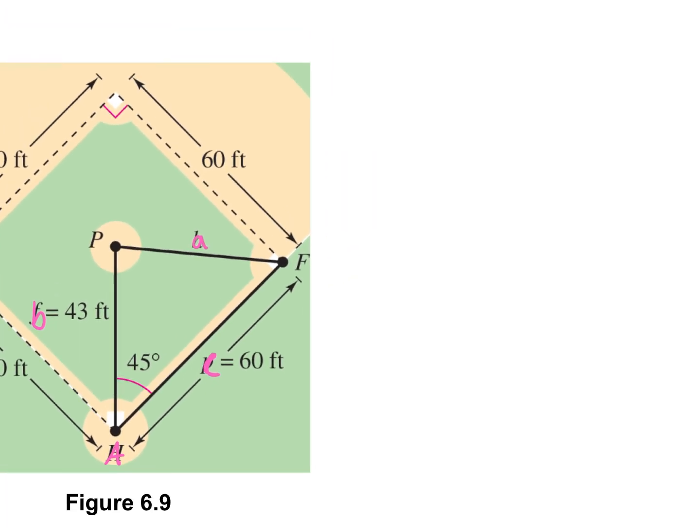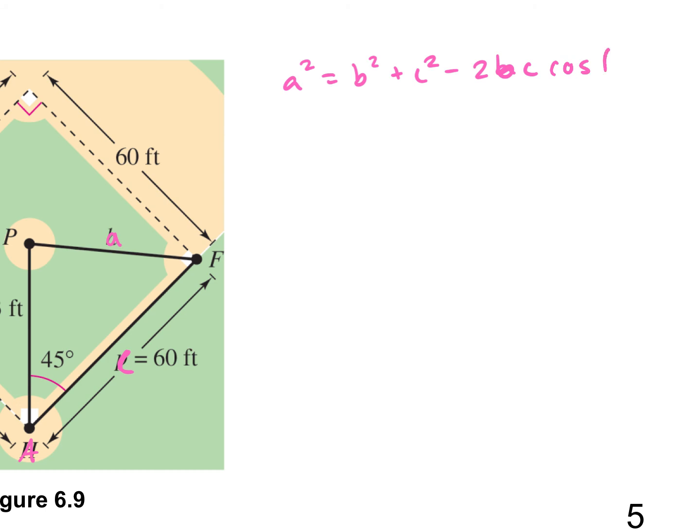So I'm trying to find side A. So I have 2 sides and 1 angle. So which formula am I going to use? The law of cosines: A squared is equal to B squared plus C squared minus 2 times B times C times cosine of A. Because I'm looking for A squared. So it's always going to be equal to what you're looking for.